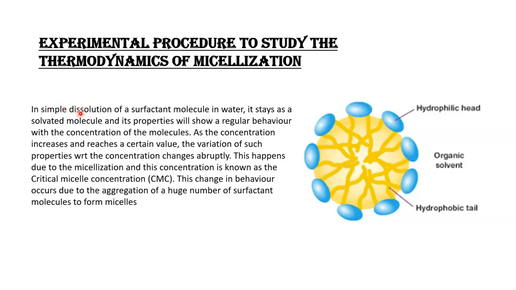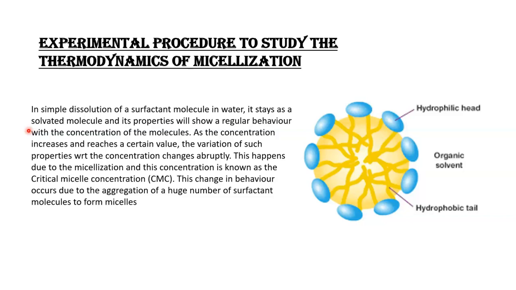So in a simple dissolution of a surfactant molecule in water, it stays as a solvated molecule and its properties will show a regular behavior with the concentration of the molecules. As the concentration increases and reaches a certain value, the variation of such properties with respect to the concentration changes abruptly, and this happens due to the micellisation. When micelles are formed, the number of particles per unit volume decreases, and thus the bulk properties, which can be conductivity or surface tension, etc. can decrease with respect to concentration on micelle formation.